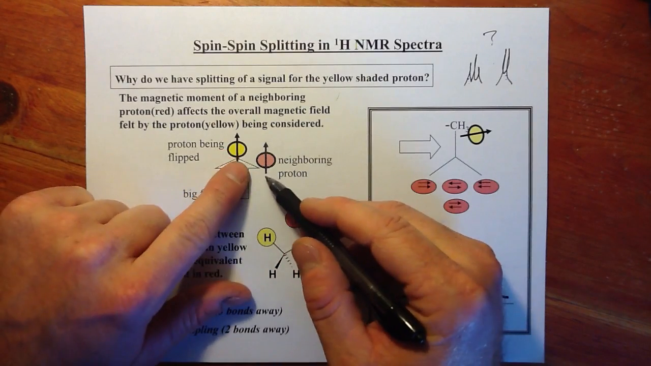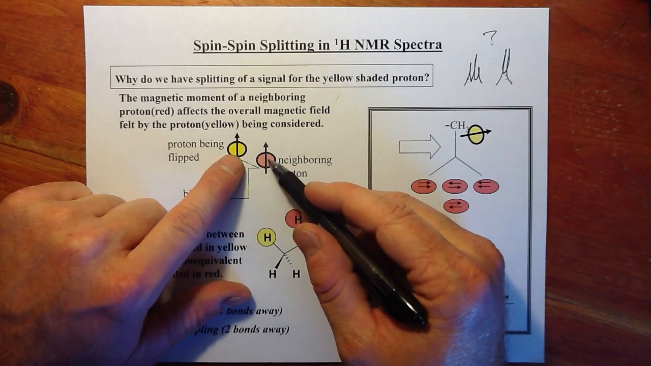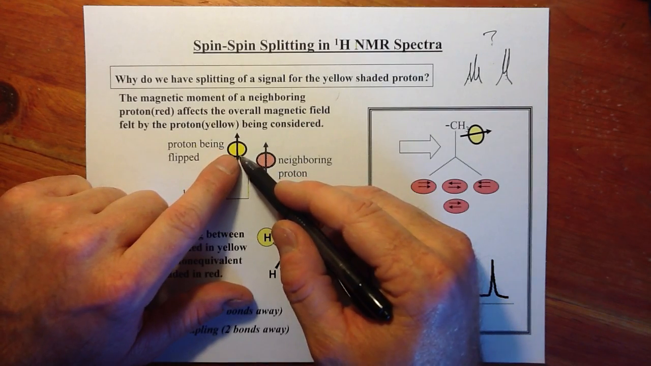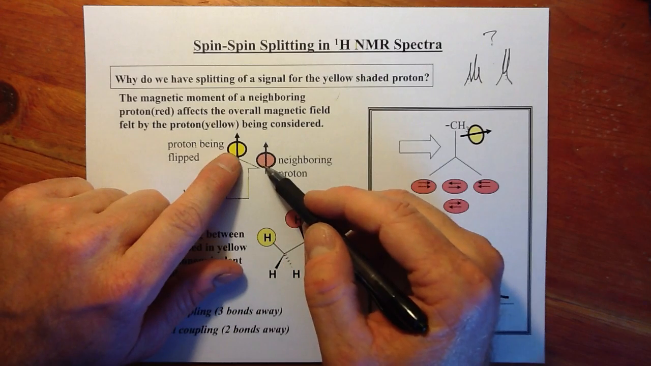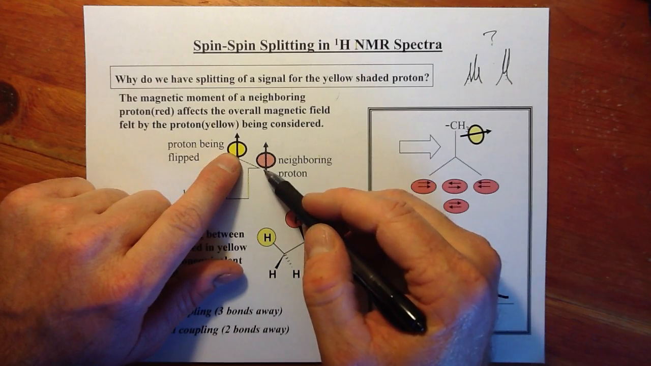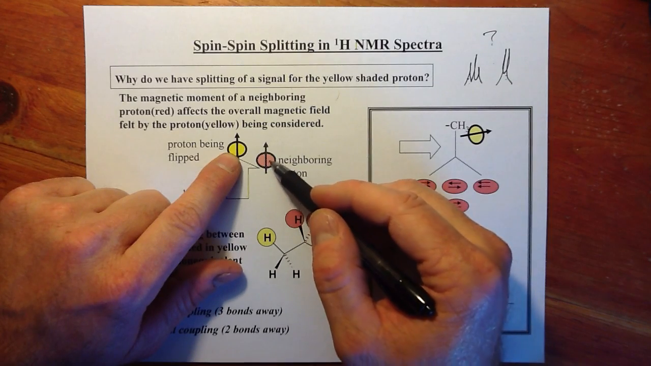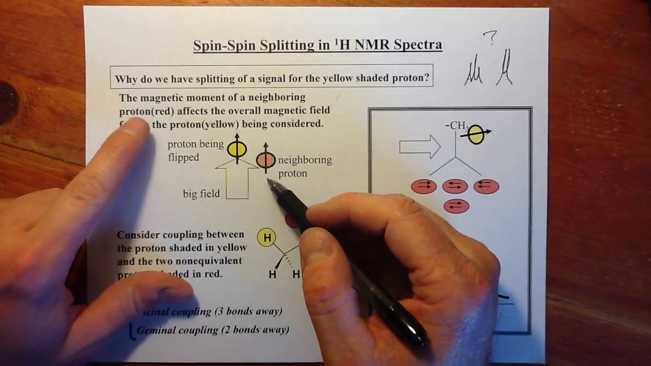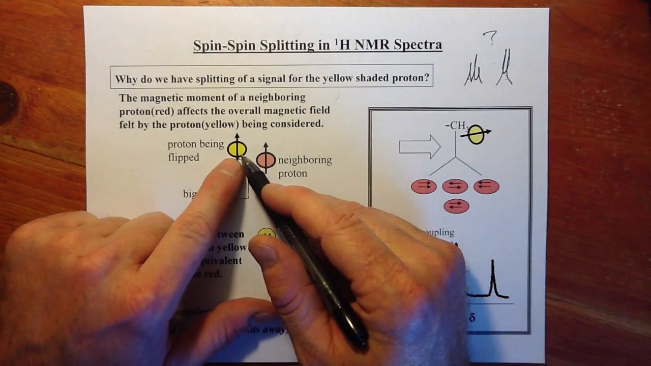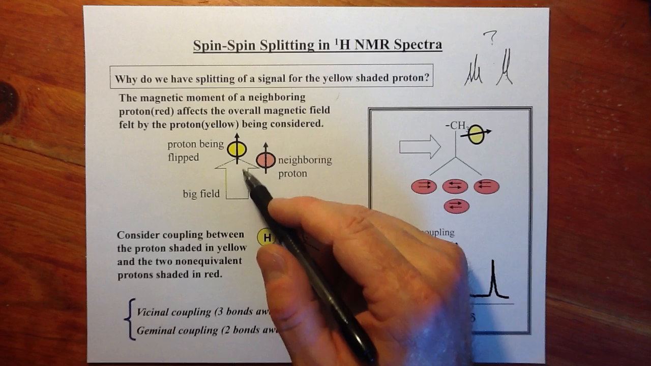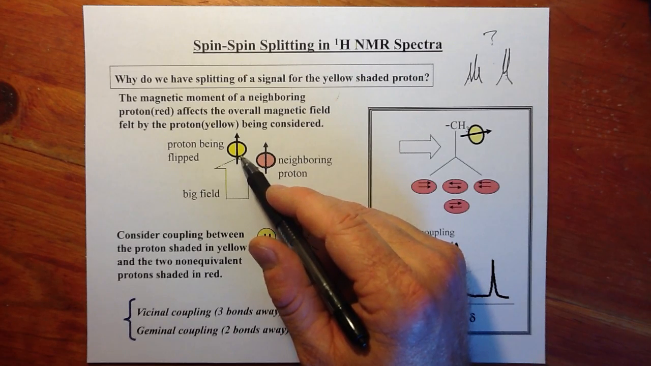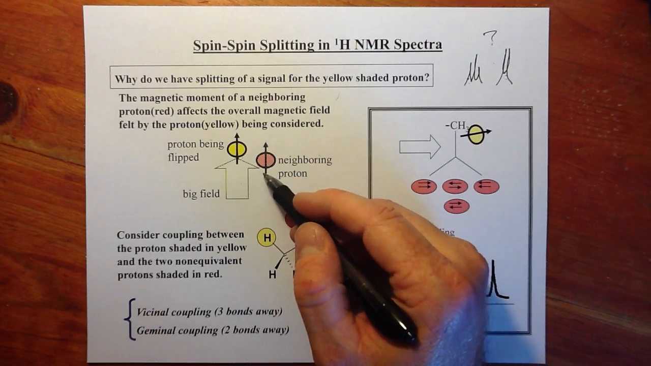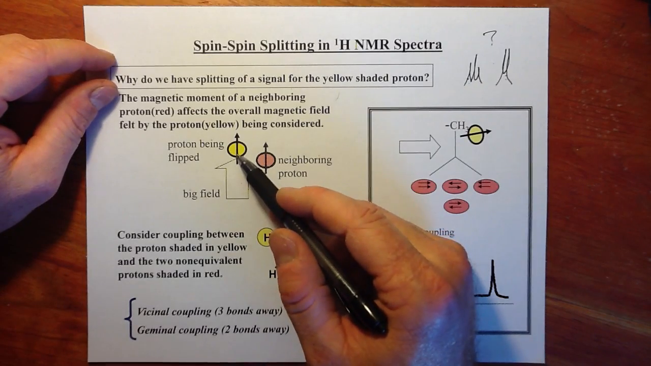The big field, of course, has aligned this one and this one to be opposed. But the one we're looking at is going to flip to an opposed state. What could the other neighbors be set to as far as their magnetic field? Well, they could be aligned or they could be opposed. And that's what we're going to look at as our choices for the neighboring protons. So those in red nearby the one in yellow that gives our signal can affect the overall field that this one in yellow feels. Because if the neighbor is aligned with the big field, then this precesses a little faster. If this neighbor is opposed to the big field, then it precesses a little slower.